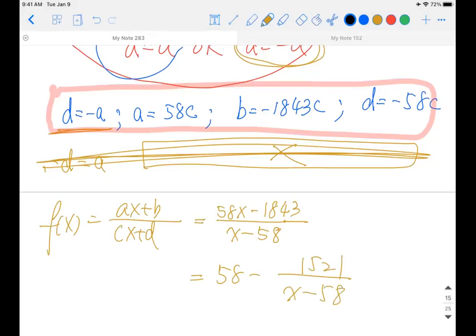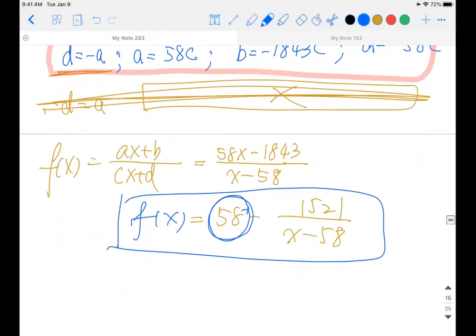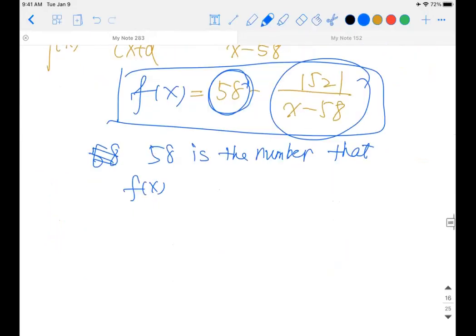So that being said means what? It means that f(x) equals this expression. I will never ever take 58 as my f(x) value, right? Is that right? In order to make 58 my value, this part has to equal 0, but this part can never be equal to 0. Is that right? So therefore, 58 is the number that f(x) can never reach.